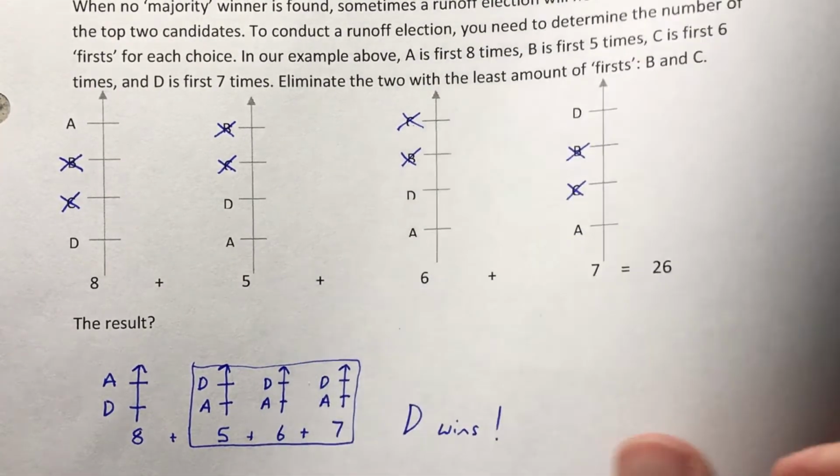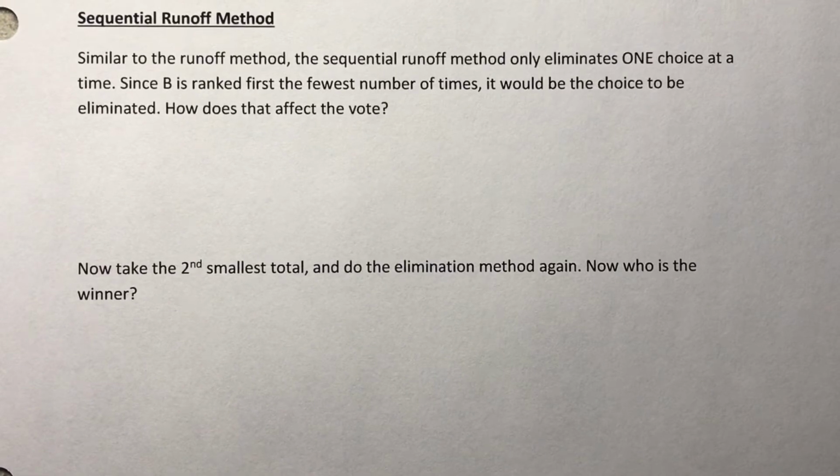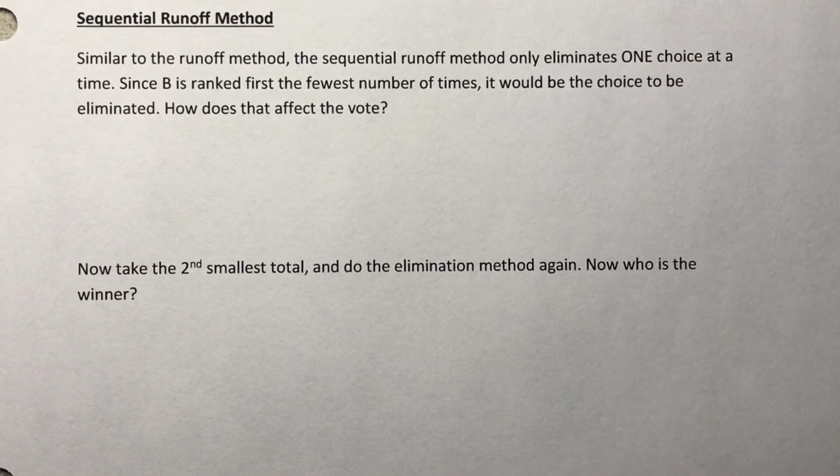Next we have a sequential runoff method. This is fairly similar, but this only eliminates one choice at a time. So since B is ranked first the fewest number of times, it would be the choice to be eliminated. So how does that affect the vote?